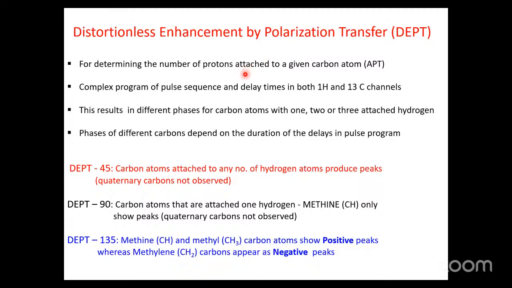Before DEPT, we had one more technique which we call attached proton test, which gives the number of protons attached to that carbon. The complex program of pulse sequence and delay times is required for both carbon 13 and H1 channels, and this results in different phases of carbon atoms from 1 to 2 to 3 attached hydrogens. And the phases of these different carbons depend on the duration of delay in a pulse program. So there are three DEPT programs you can use: DEPT 45, DEPT 90, and DEPT 135.